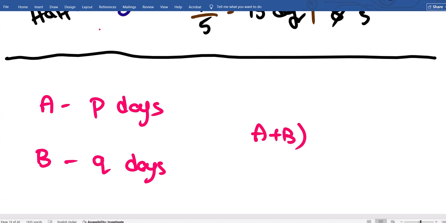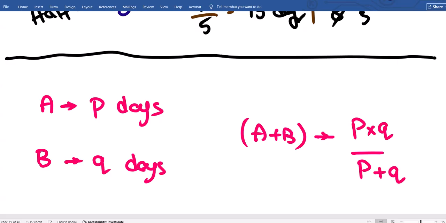Can anyone say what's the answer? If A alone P, B alone Q, A and B together, P into Q divided by P plus Q. If you know P and Q alone, together it will be P into Q divided by P plus Q. This we discussed during the time and work topic. Shortcut method: if they give A alone, B alone, this is how we can find A and B together. Then how is that related to the previous question, sir?